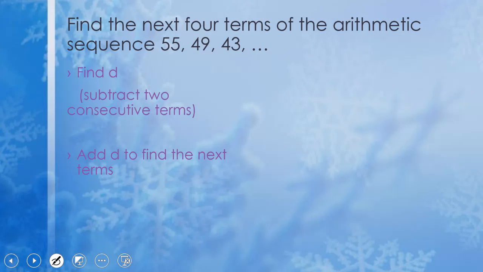Obviously, this one's pretty easy. Find the next 4 terms of the arithmetic sequence 55, 49, 43. So the first thing we want to do is find our D value. What are we adding each time? Now notice this is going down. So we are actually adding a negative each time. So simply take 55 minus 49, and we get 6, which is our D value. Negative 6, because we're going down each time.